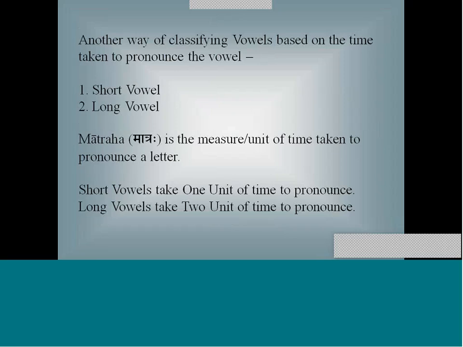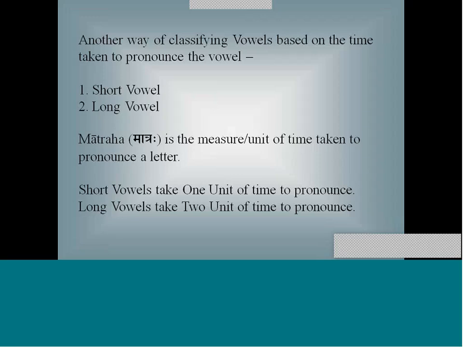Now the second way of looking at the vowels is based on the time taken to pronounce the vowel. It is short vowel and long vowel. The unit of time taken to pronounce a vowel is called matra. It is called matraha. Matra is the time taken to pronounce a vowel. And you know only vowels can be pronounced. Consonants cannot be pronounced independently. We will see that when we look into consonants.